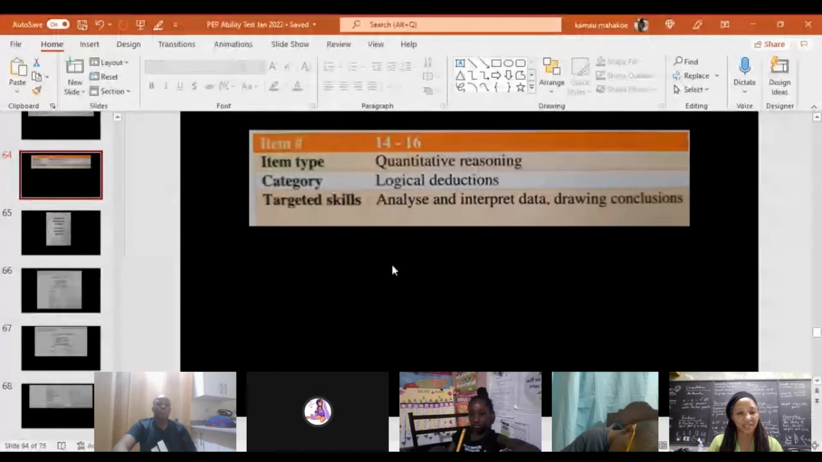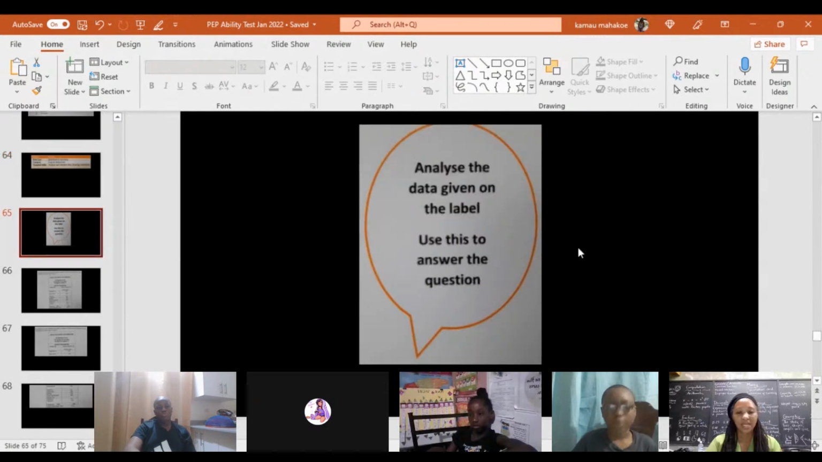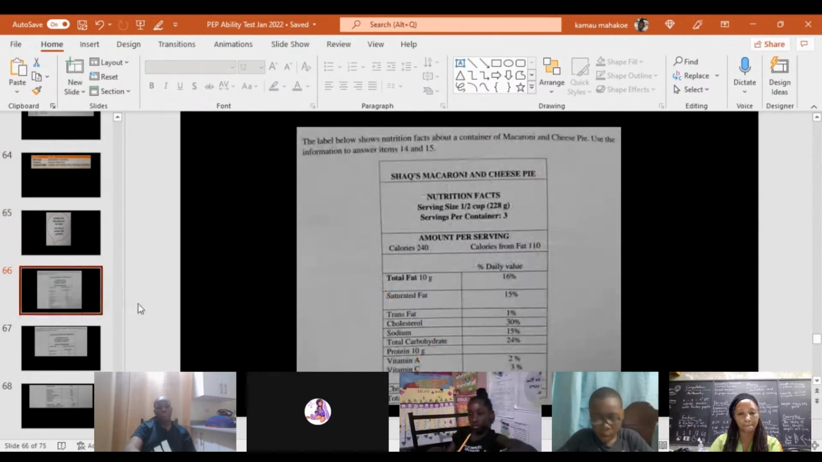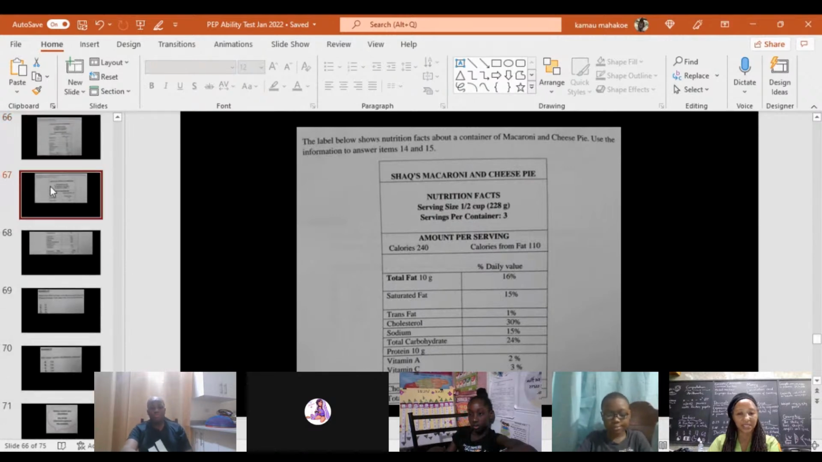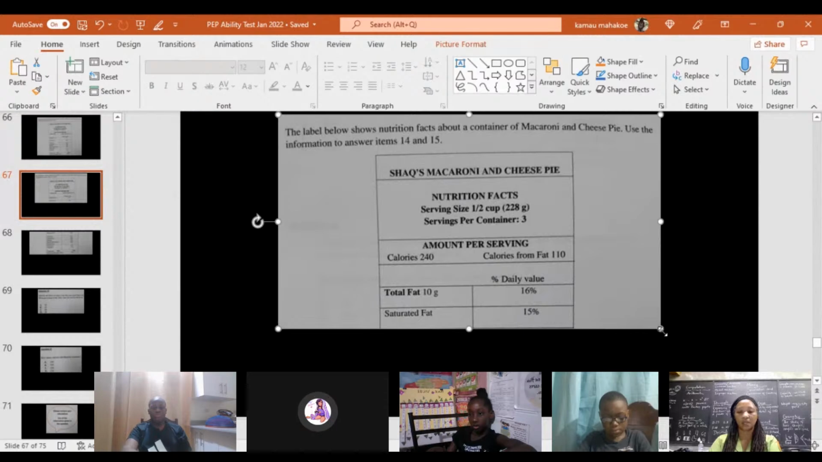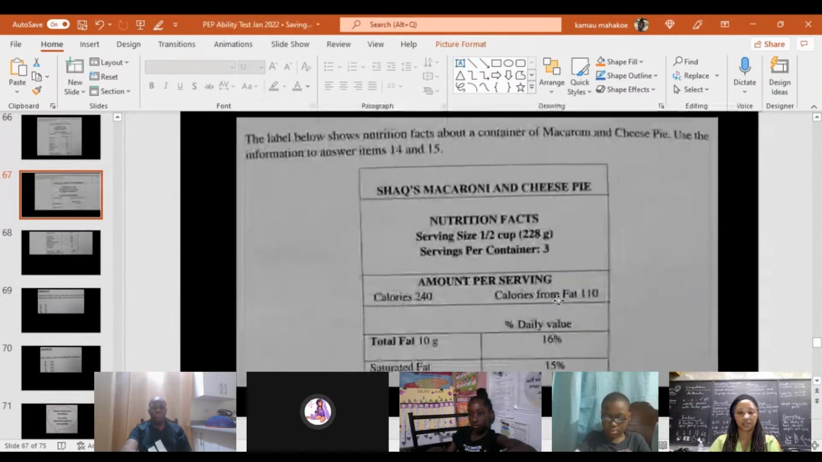All right. So questions 14 to 16, item type: quantitative reasoning, category: logical deductions, and the targeted skills are to analyze and interpret data, drawing conclusions. Analyze the data given on the label and use this to answer the question. Wow, so this is a lot. So I think I split it into 2 so we can see it clearer. Excuse me, miss, can I get a minute, please? Sure.